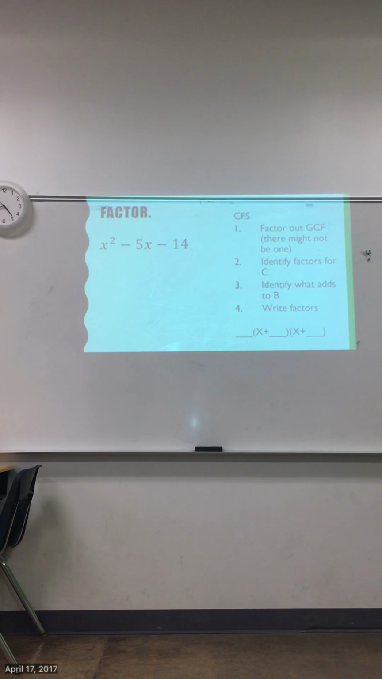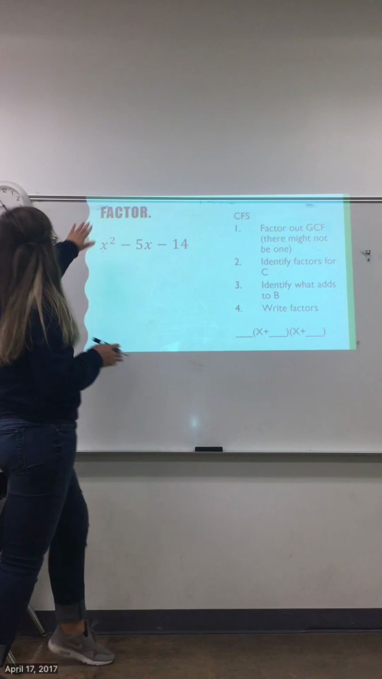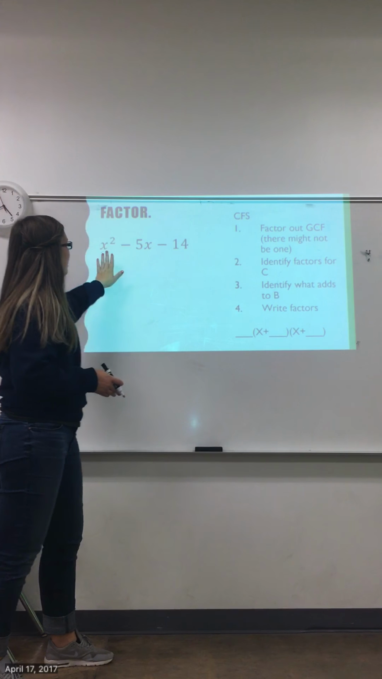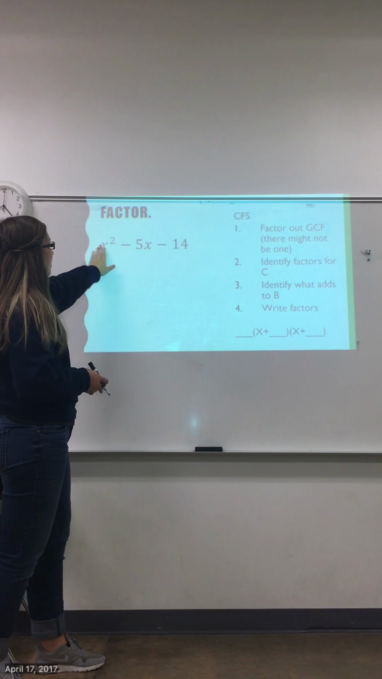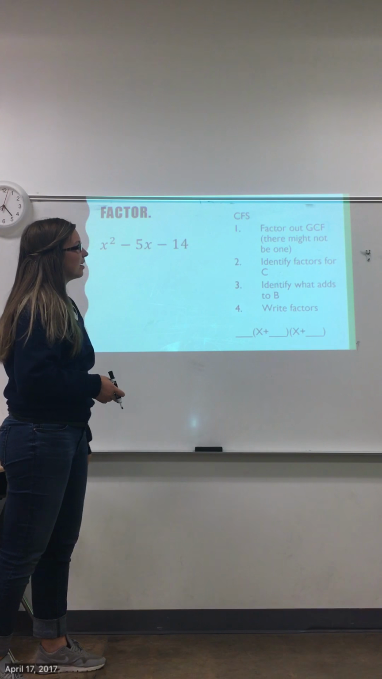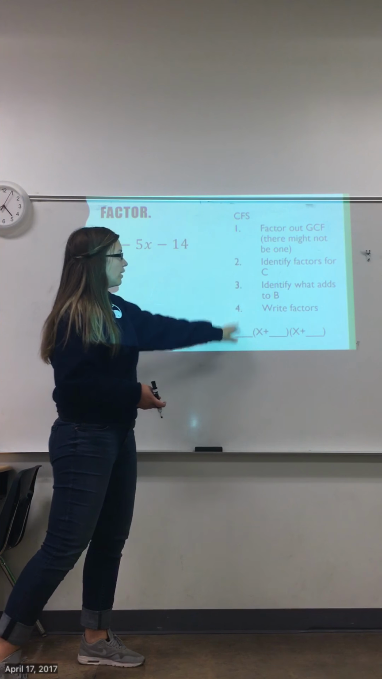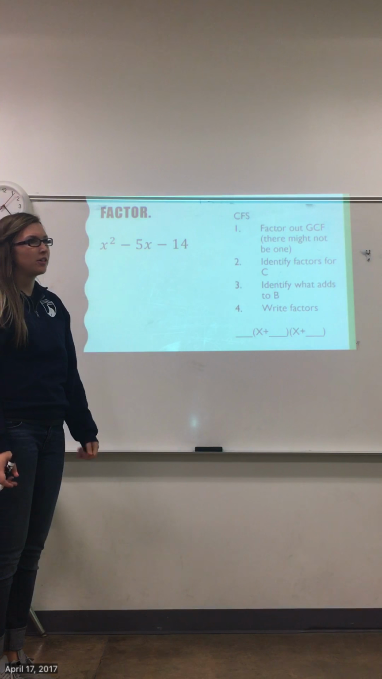All right, we have another example of factoring. This time we do not have a greatest common factor. There's not a number besides 1 that goes into 1, -5, and -14. We're still going to follow our same CFS over here as we go through factoring.